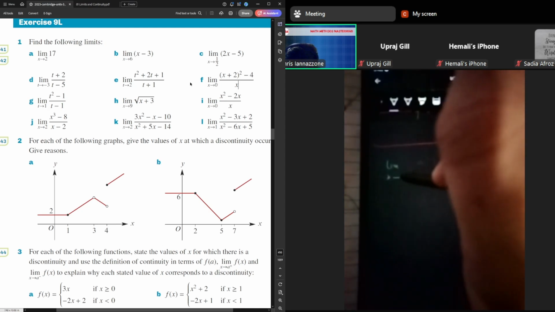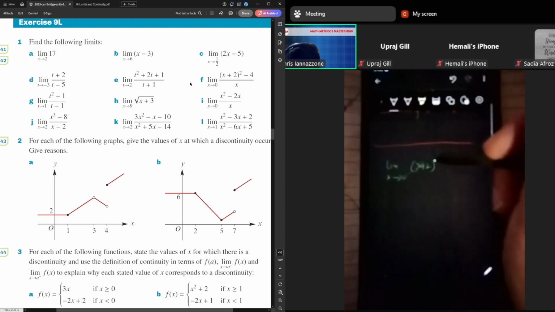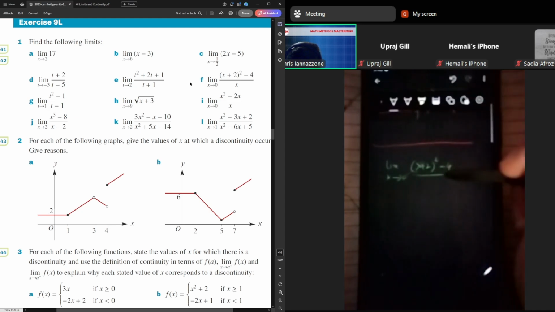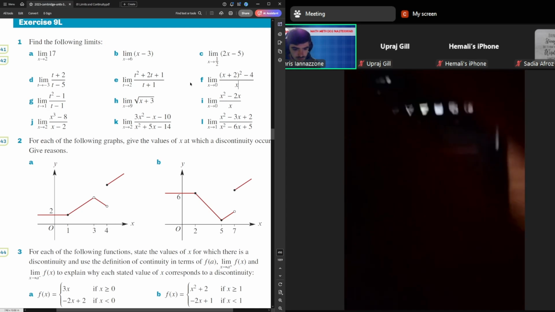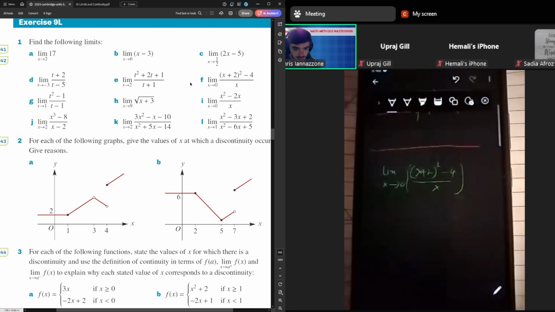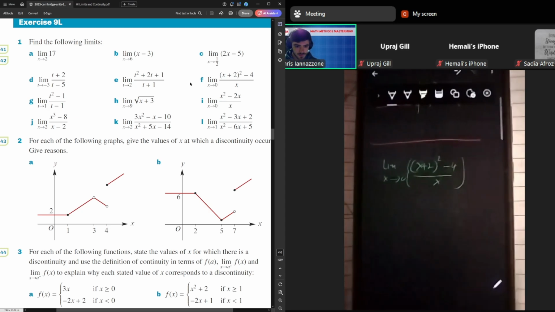The limit as x approaches 0 of (x plus 2) all squared minus 4, all over x. Alrighty. What might we do?